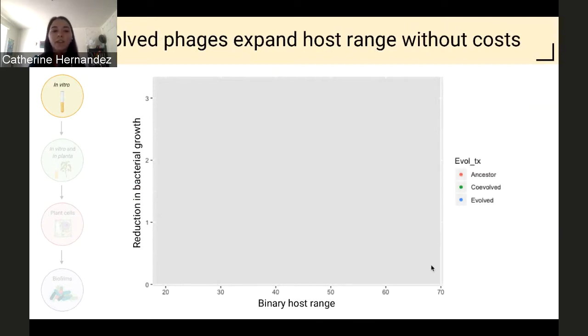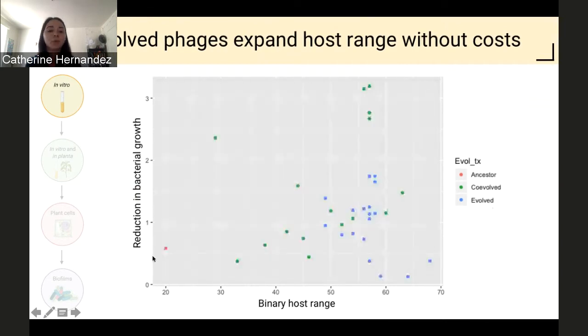And so on the x-axis here, we have host range of our phages, and on the y-axis is a sort of measure of cost, which is how well they can kill bacteria in a growth curve. And then I'm going to point you just to a couple of the treatments here. So the ancestral phage is in pink, and the co-evolved phages are in green, and we'll ignore the evolved phages for now. And so the ancestor is over here, so it can infect 20 of the colonies we tested.